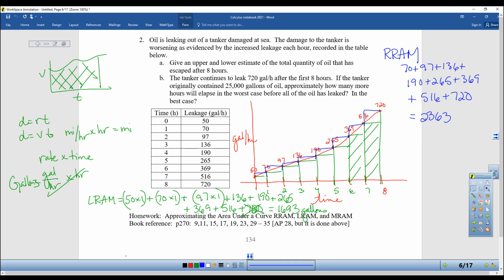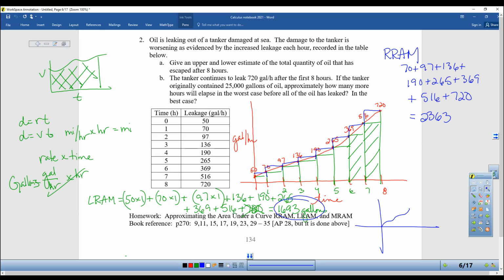So you might be thinking, how come we didn't use RRAM again? Because it was such a more valuable answer. Well, this is one way that they can give different lower estimates and higher estimates. So a scientist could sit there and say, oh, it's possible that this graph is going up and then it goes up to the next one and it goes up to the next one. So maybe that LRAM is good. Maybe it's only lost 1,693 gallons of oil, where somebody's like, no, we really need the worst case scenario.